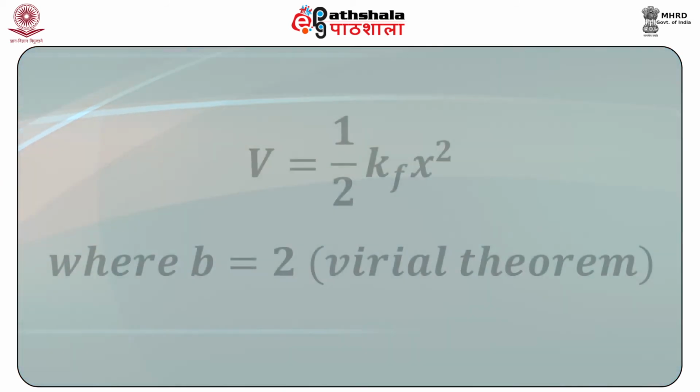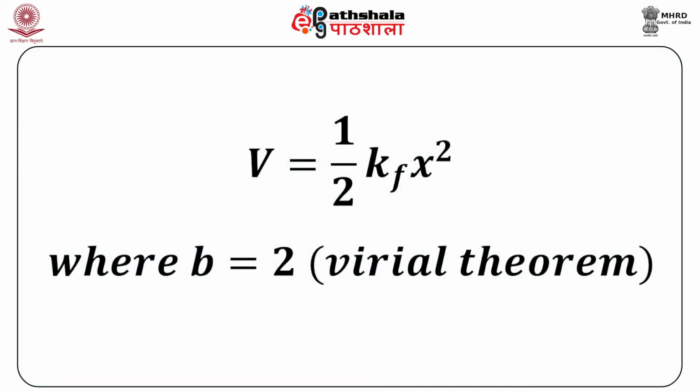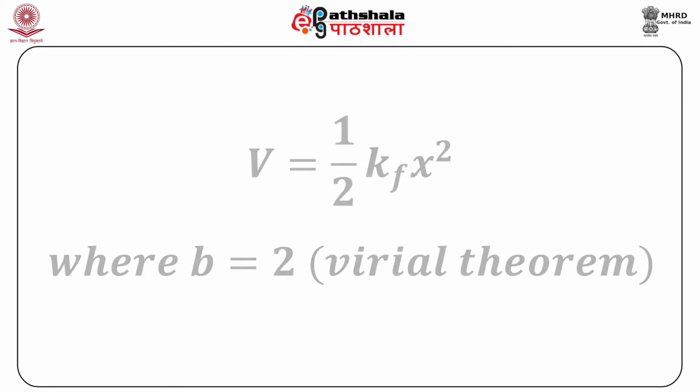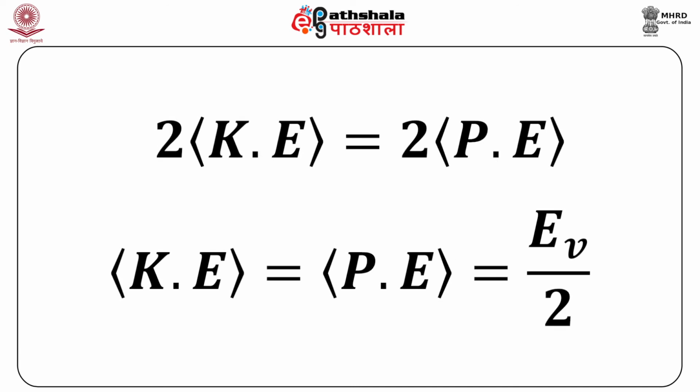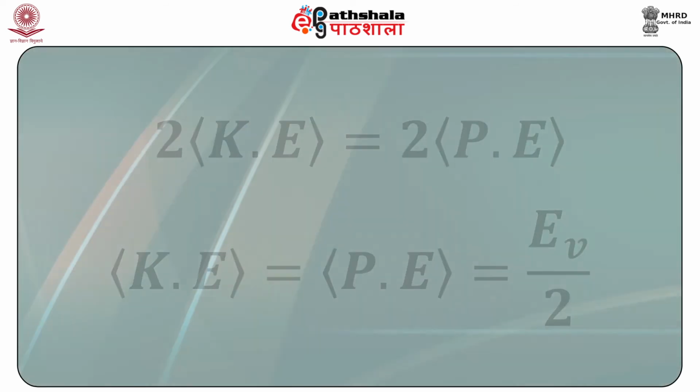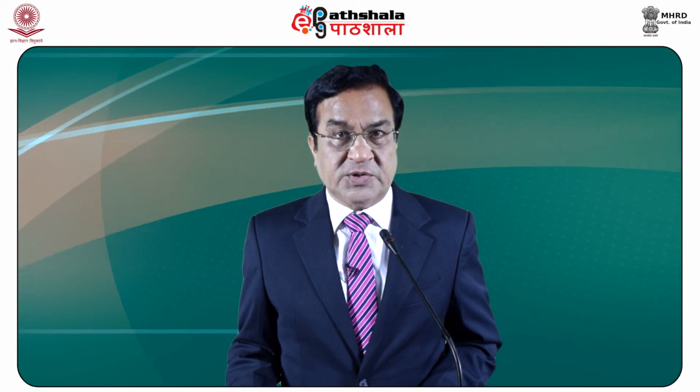Now in the case of the harmonic oscillator, if you remember, we showed that potential energy is given by half kf x square. So B is 2 here, and therefore if we apply the virial theorem, 2 times kinetic energy should be equal to 2 times potential energy. That means kinetic energy should be equal to potential energy, and that would mean that each one of them should be equal to half of the corresponding vibrational energy. This is a very, very important theorem.